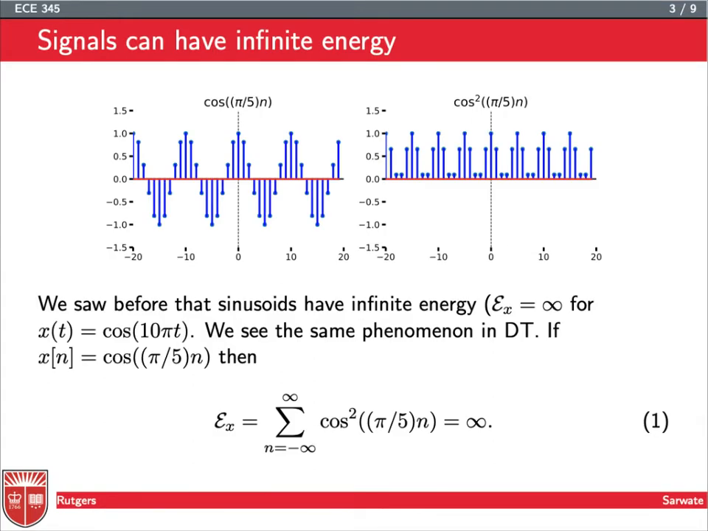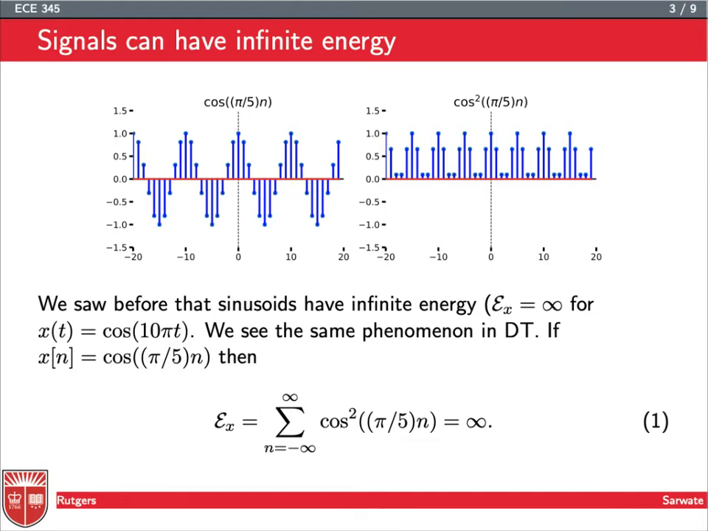So we saw before that sinusoids have infinite energy, for example, a cosine as we saw in continuous time before. And we see the same phenomenon in discrete time. If x of n is cosine of pi over 5 n on the left here, then when we take the magnitude squared, we get the signal on the right, and if you sum this up, you're going to get infinity. So here's another example of a signal which has infinite energy. However, the amount you're adding over each constant unit fraction of time is the same. So the energy as I progress through the sum is growing only linearly with time.